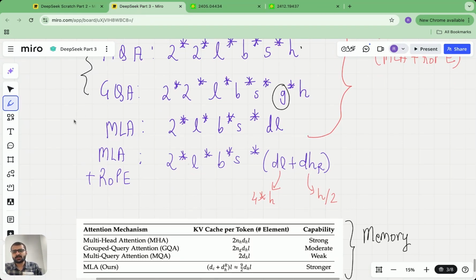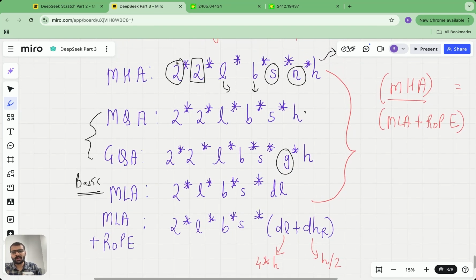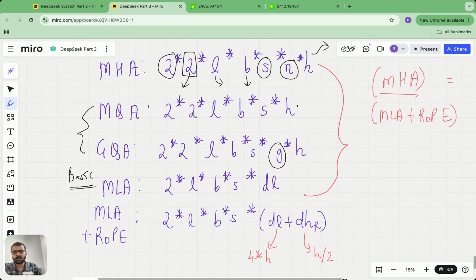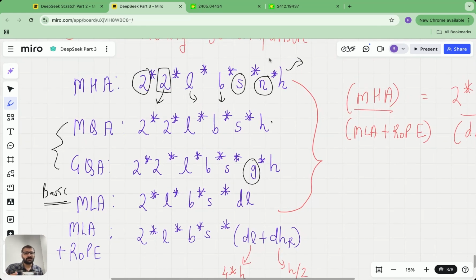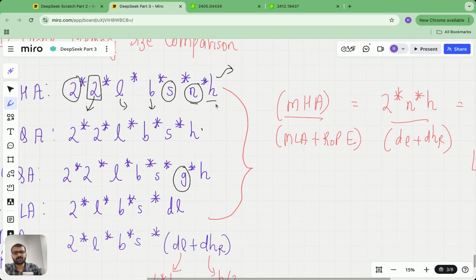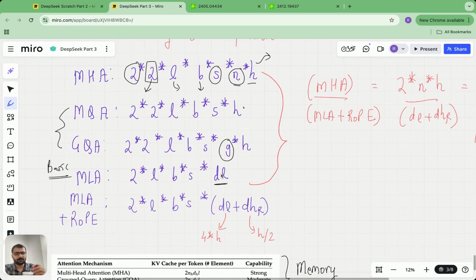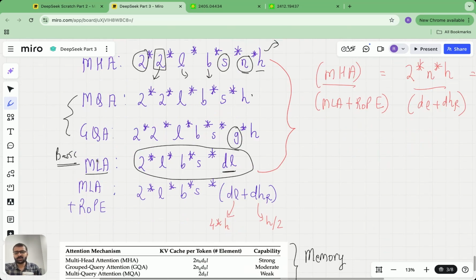The last MLA which we saw was the basic latent attention mechanism. What it did is we don't need to save two values for K and V anymore. So the 2 is gone here. We only need to save the latent KV cache. Secondly, instead of saving the keys and the values, we only need to save my latent matrix. So instead of this N into H, we just have DL over here, which is the dimension of my latent matrix. So this is the memory size formula for multi-head latent attention, and we saw that this is significantly lower than multi-head attention, but it also maintains good performance.